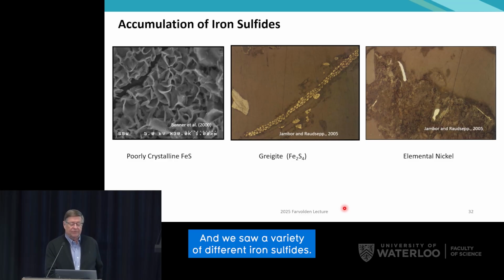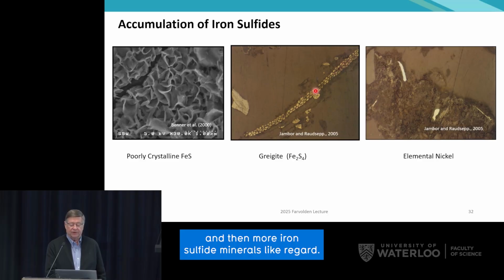And we saw a variety of different iron sulfides. Initially there was poorly crystalline ferrous sulfide, and then more crystalline iron sulfide minerals like greigite, and we saw the occurrence of elemental nickel.